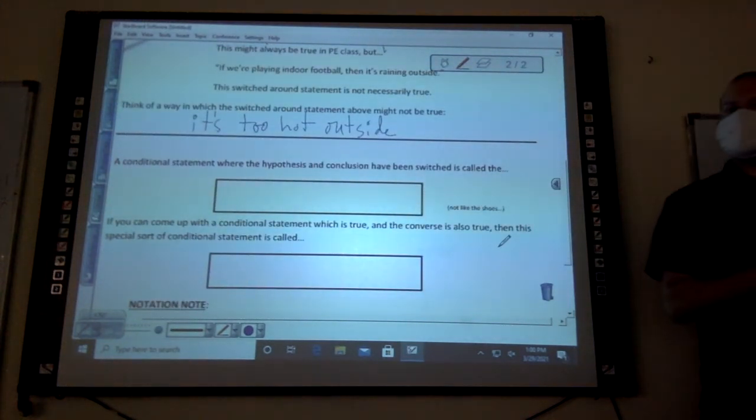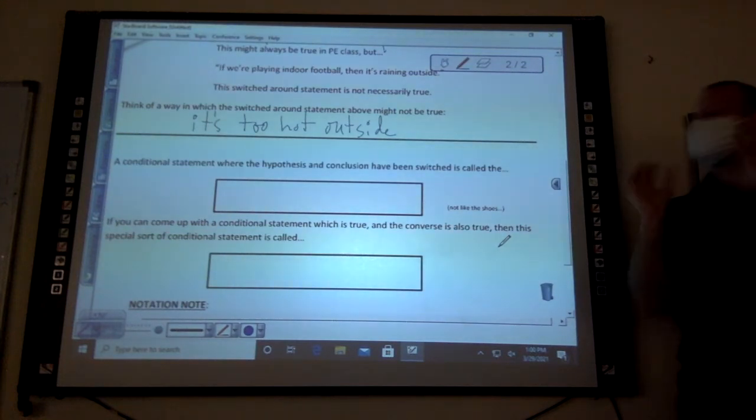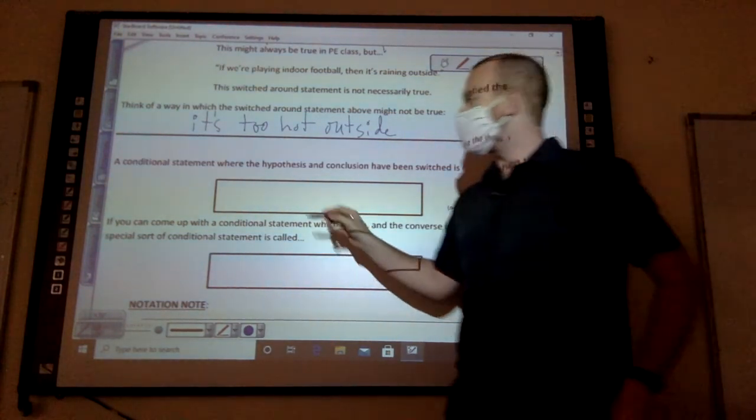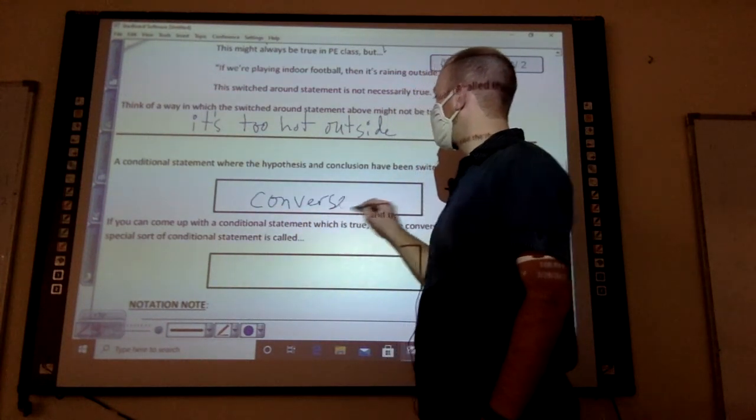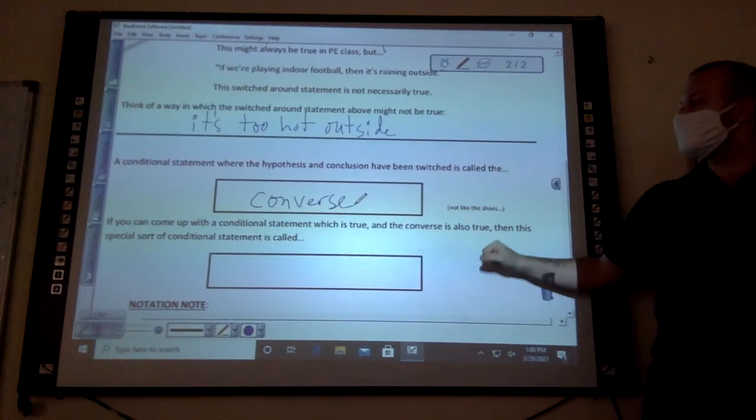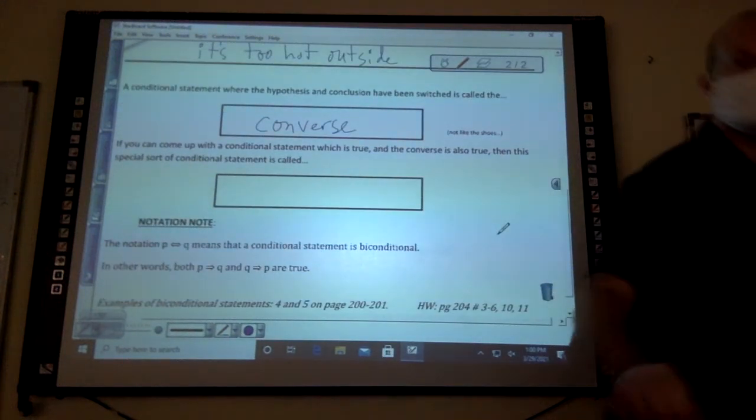This thing that we just did, where we switched the assumption and the conclusion, is what's called a converse. Those of you who like your shoes, we got Converse.